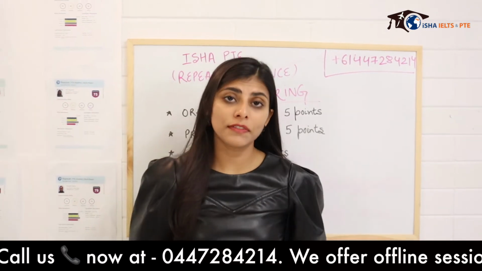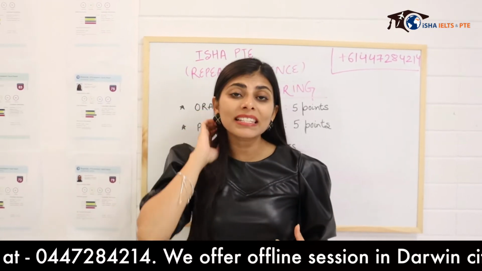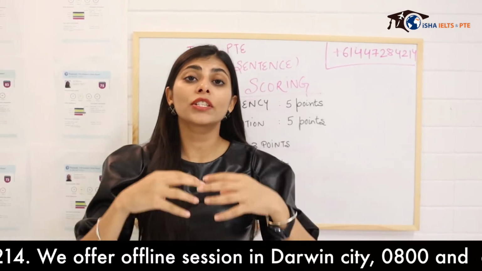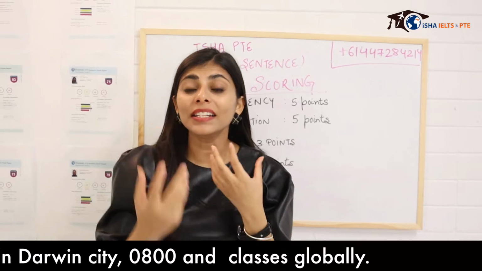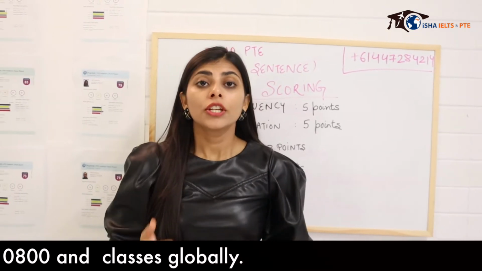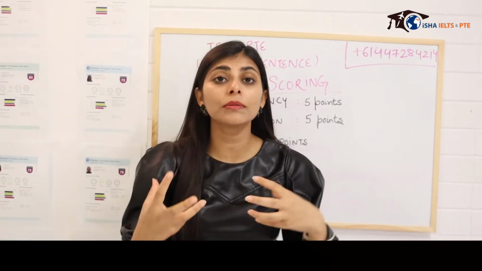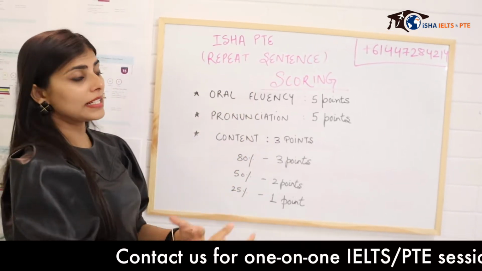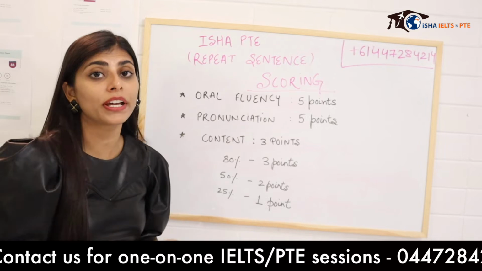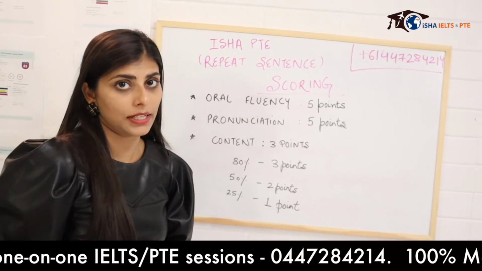Now, what is oral fluency? Oral fluency basically means that you need to be super smooth when you're speaking. You should be continuous while you're speaking. You should not fumble in between. You should not do these kinds of things. That is, being smooth is defined as oral fluency, and we are getting 5 points for speaking continuously.